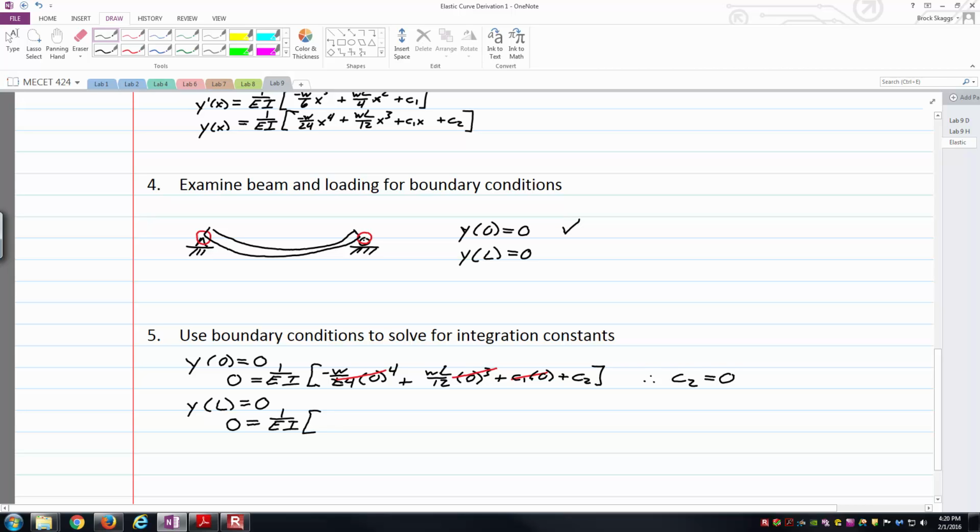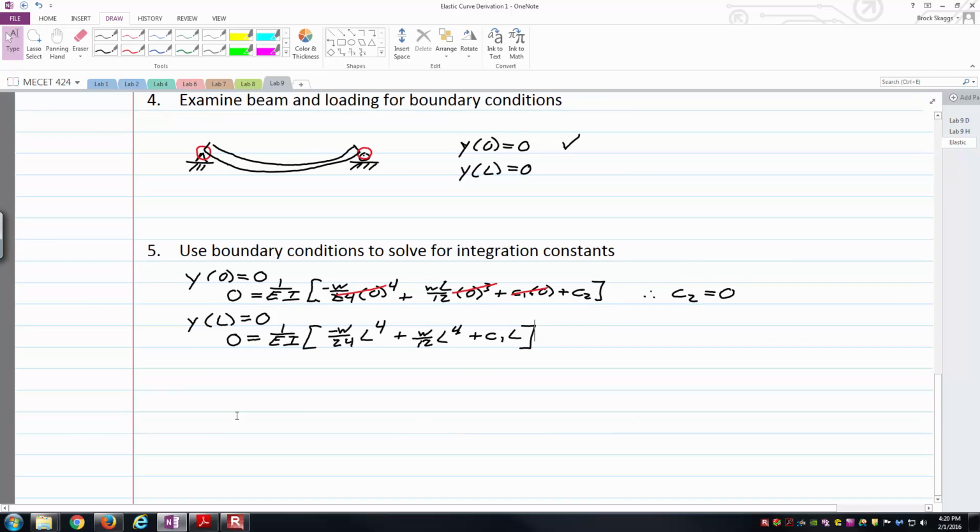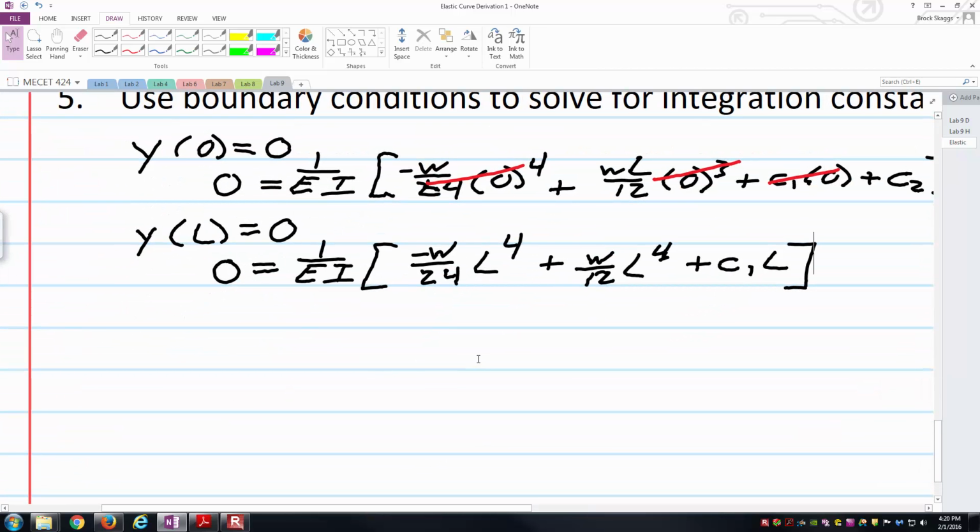And we're just walking through the general solution part of the deflection formula here. And so 1 over EI, and then I've got negative w over 24. Now I've got L to the fourth instead of x to the fourth, and I've got w over 12. Here I'm going to have an L from the coefficient and then L cubed, so it'll be L to the fourth again, plus C1 times L, and I'm not even going to write C2 because I know it's going to be 0 here. And so I'll square bracket that off and zoom in here so I can write a little bit better.